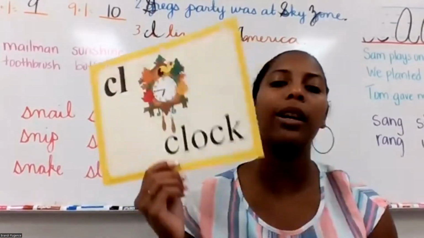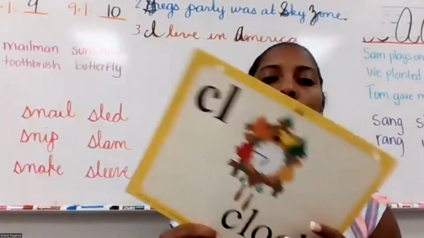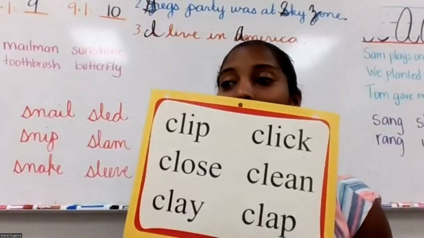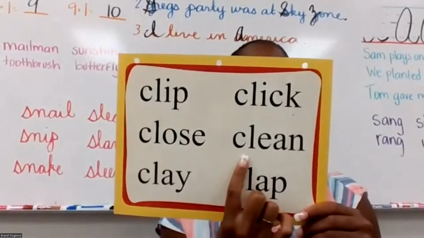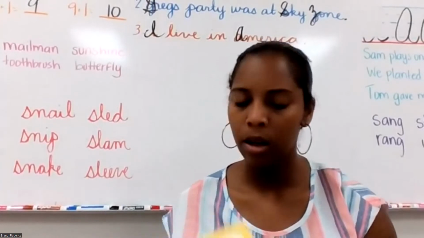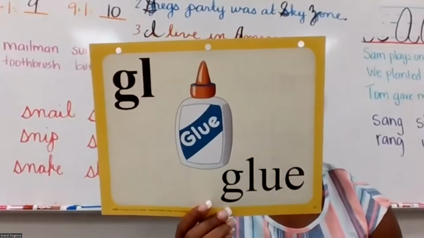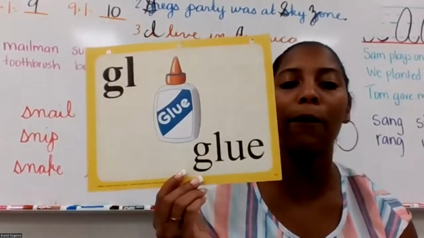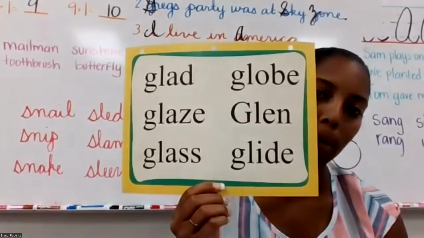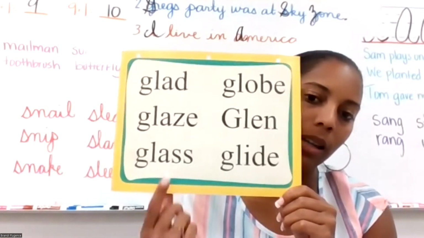All right, CL says pull, and clock. Okay, when something is dirty, you have to do what to it? I'm not calling you. Kendall? Clean. GL says go, and glue. All right, this is something you have to be careful when holding it so it doesn't break. Asa? Glass.